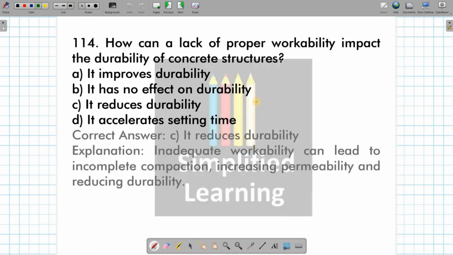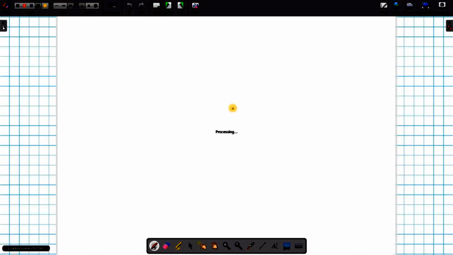Then how can a lack of proper workability impact the durability of concrete structure? See, it is going to reduce durability. Less workable concrete, if it is being placed somewhere, is going to cause reduction in durability. Improvement, no. No effect, not at all. Then accelerate setting time, it has nothing to do with lack of proper workability, right?